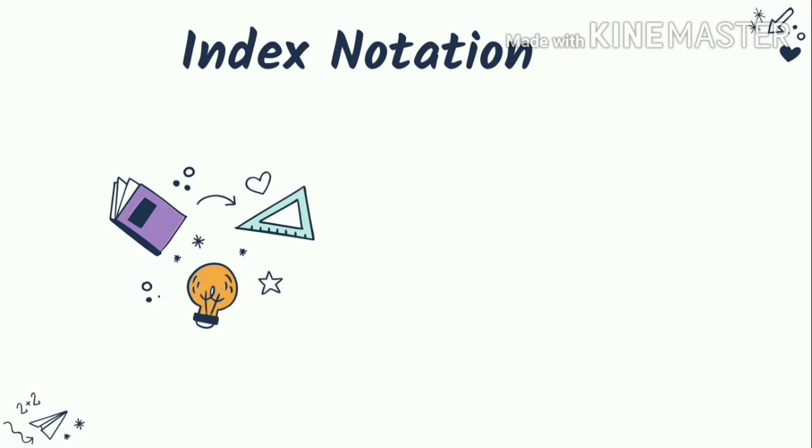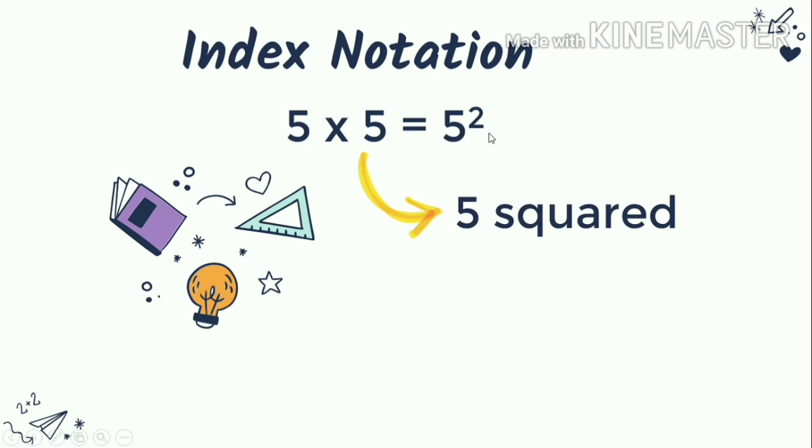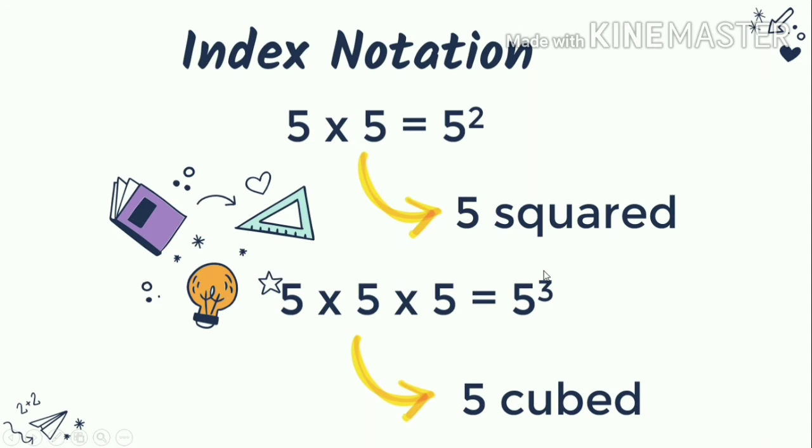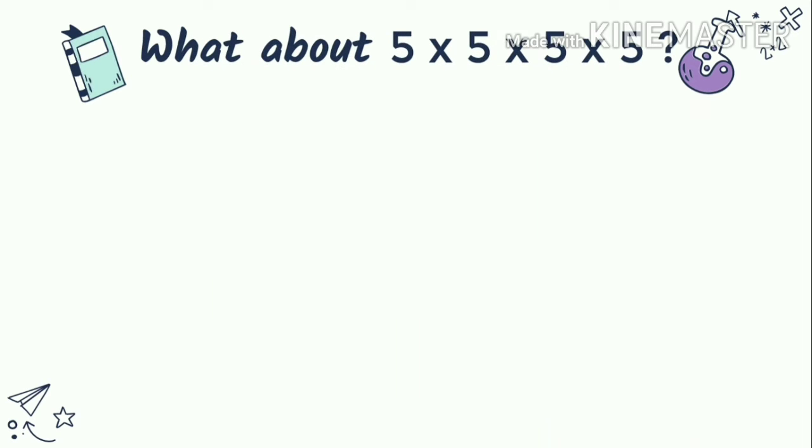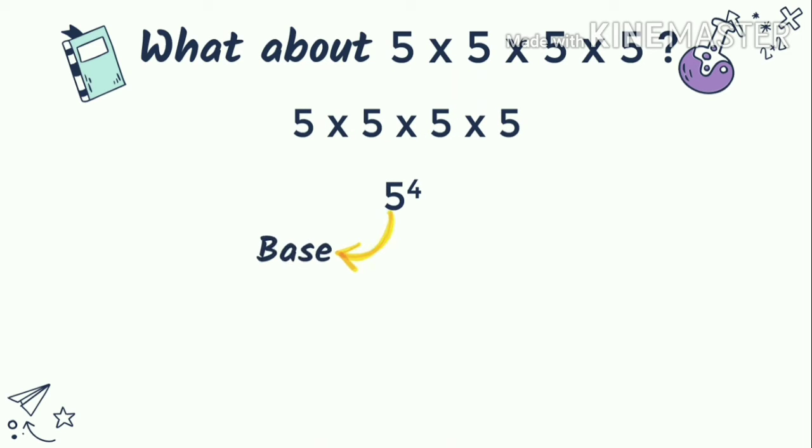When you write 5 times 5, you write it as 5 with a small 2, a superscript, and you read it as 5 squared. And if that is 5 times 5 times 5, you change it into 5 cubed. Here the index is 3, so you read it as 5 cubed. So what about 5 times 5 times 5 times 5? You write it as 5 to the power of 4.